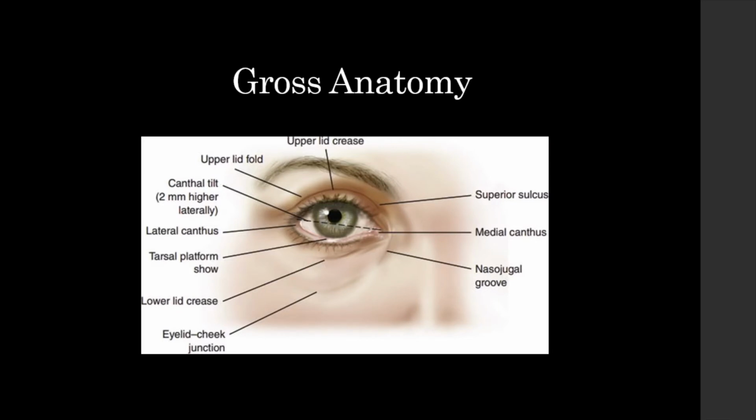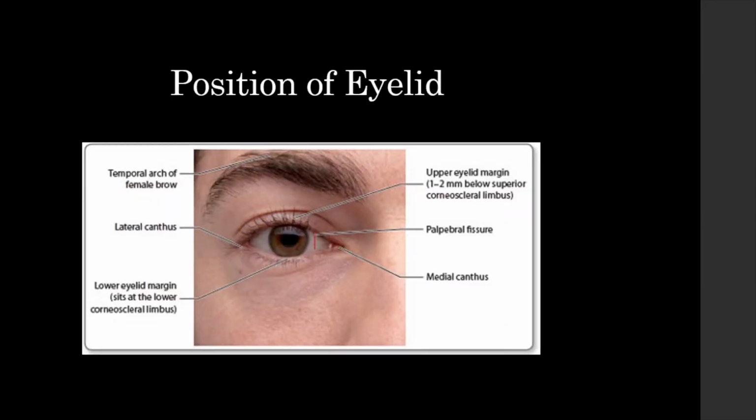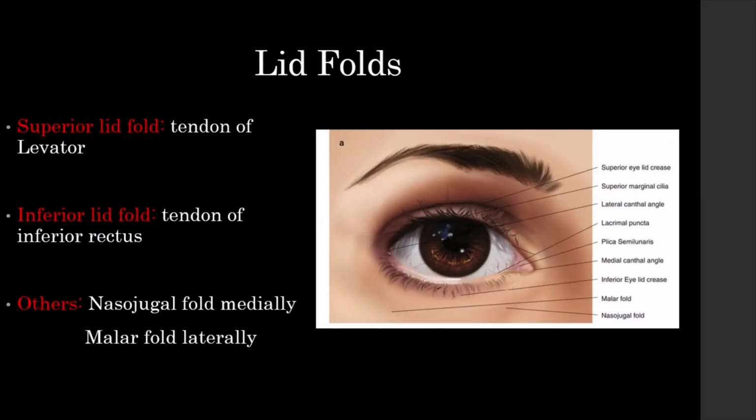Gross anatomy. The upper lid extends from the eyebrows to the superior border of the palpebral fissure, and the lower lid is from the inferior border of the palpebral fissure and merges with the cheek. Position of eyelid. The upper lid usually covers about 1/6 of the cornea, that is about 1 to 2 millimeter below the superior corneoscleral limbus, and the lower lid just touches the cornea.